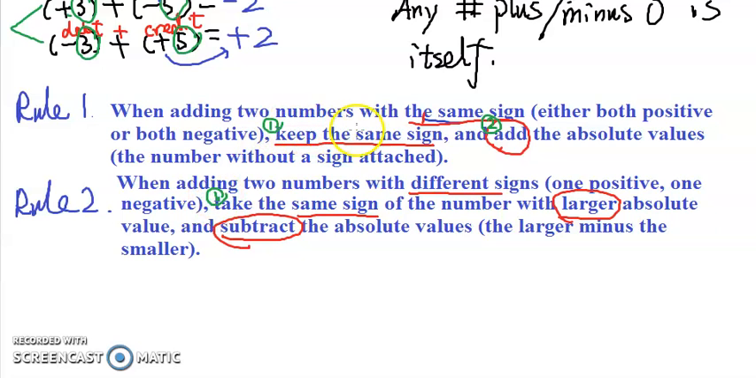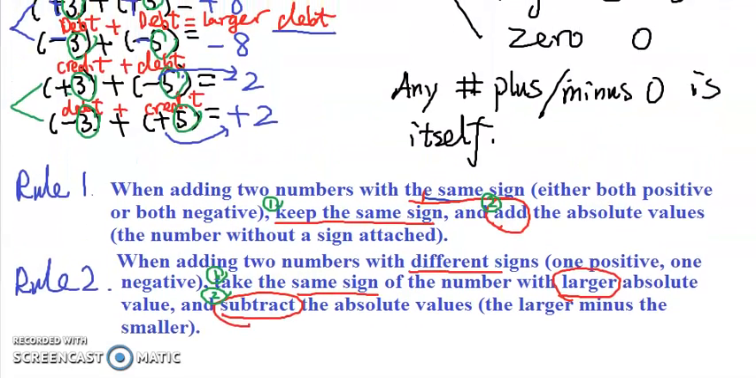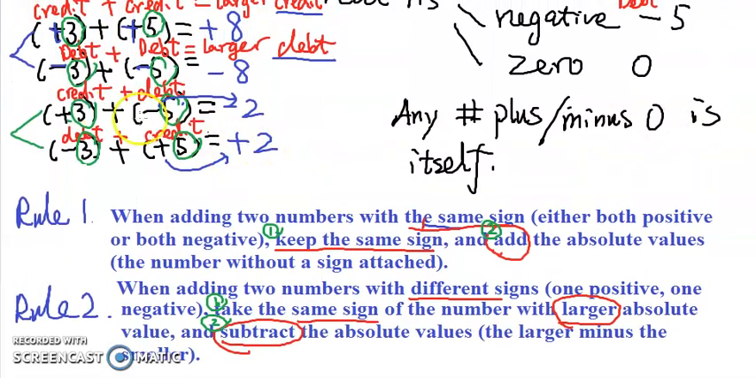In rule number 1, we keep the sign, but in rule number 2, we pick the sign of the larger. In rule number 1, we add the absolute values, but in rule number 2, we subtract the absolute values. We always subtract the smaller from the bigger. So we can go back to look at these two cases again.